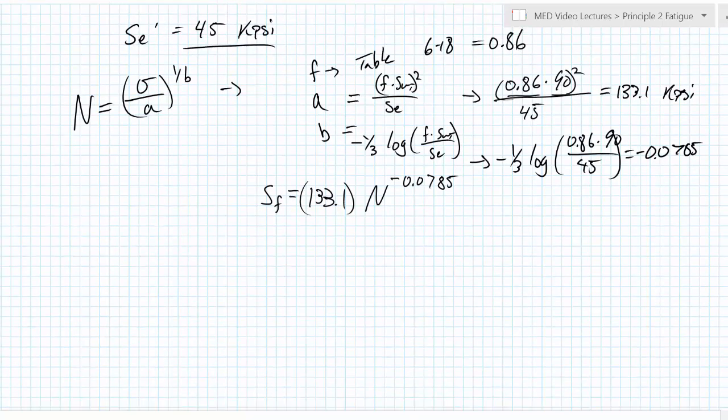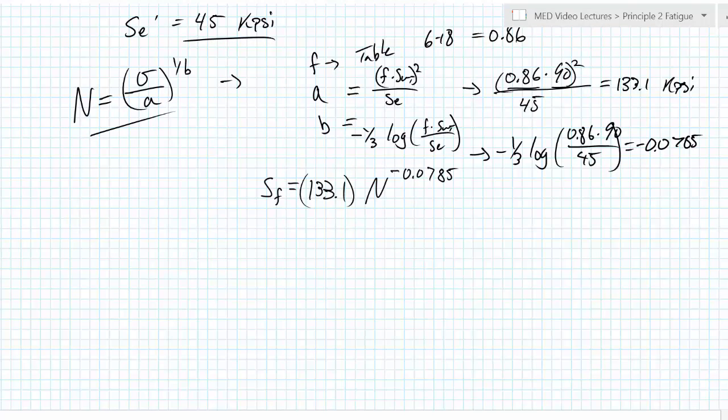That's not exactly the form that's easiest for us to use, because our actual question was what was the cycles that we want to get out of this thing. So instead, we'll put it as the cycles that we expect to get out of this part is the stress we put it under, 55 kpsi fully reversed bending, or fully reversed stress, divided by 133.1. So this is kpsi over kpsi. So the units that we get out of this should be unitless, which is cycles. It's just a number. Divided by 1 over negative 0.0785.